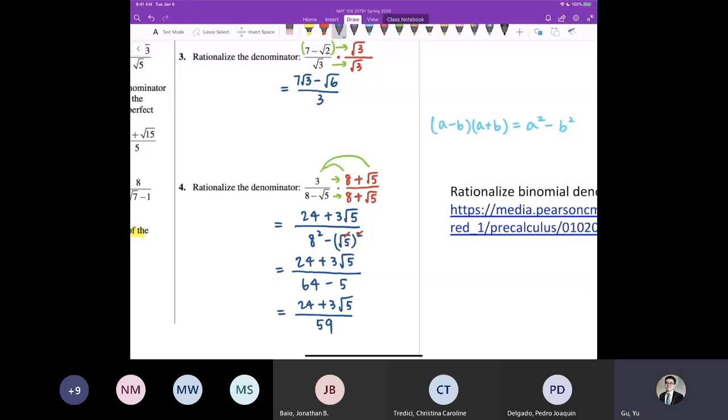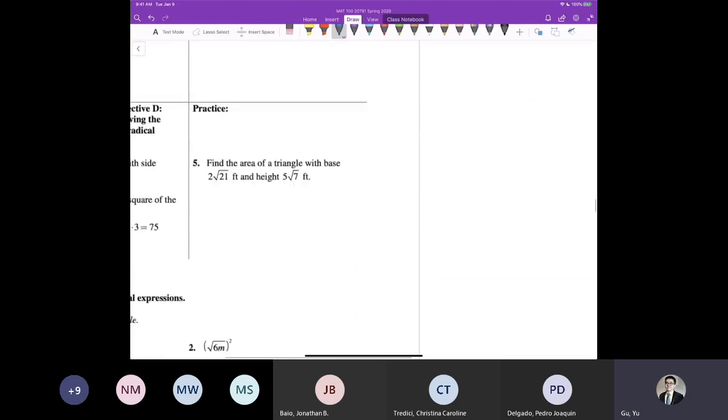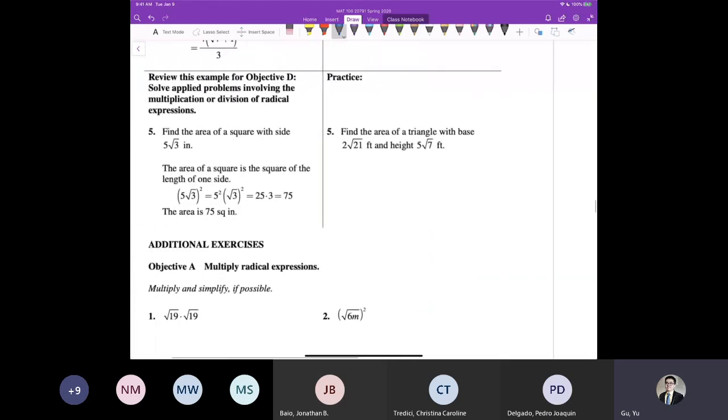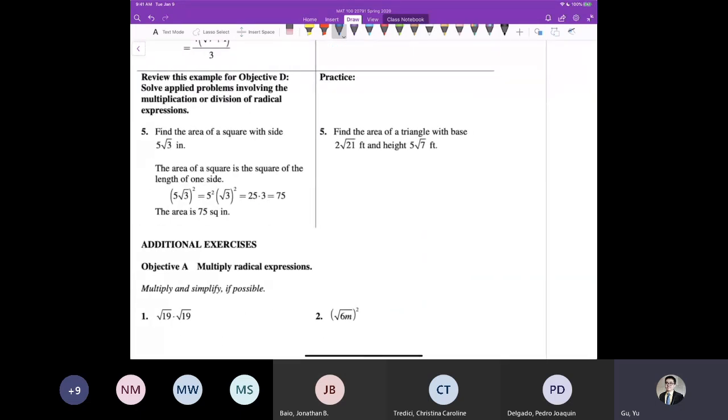All right, very good. Moving on to the last page that we're going to cover today, we have a word problem, number 5. It says find the area of a triangle with base 2 radical 21 and height 5 radical 7. This does require you to know the formula for the area of a triangle. If you remember from your geometry class, area of a triangle is base times height divided by 2.